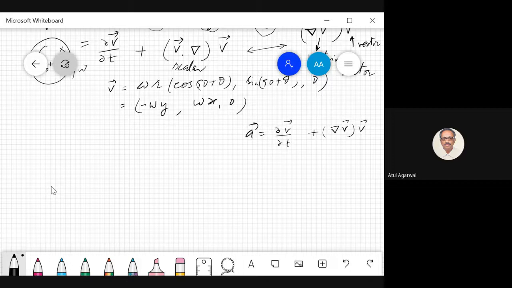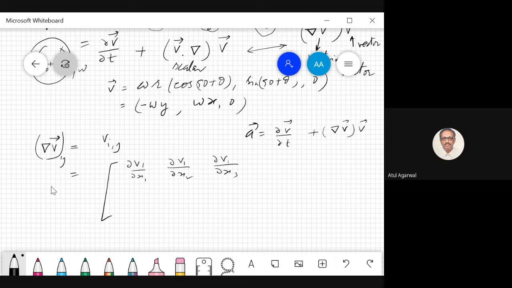Now what is the gradient of this vector? Any term, the ijth term, will be given by v i comma j. So what is this matrix? Del v1 by del x1, del v1 by del x2, del v1 by del x3, del v2 by del x1.